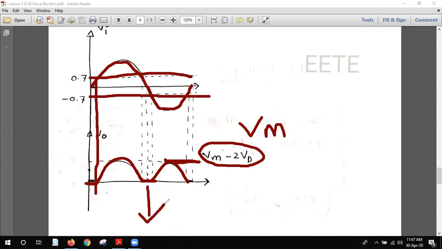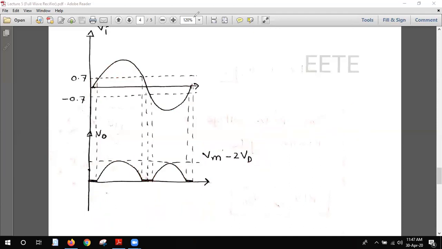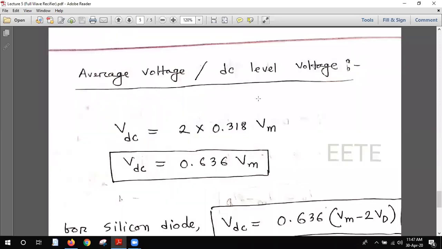So there will be some offset. We have seen in the half wave also, there will be some offset due to the silicon voltage, at both the starting and ending points. And the peak voltage will also not remain Vm, it will be Vm minus 2Vd. So that is the change. The main change is the peak voltage Vm minus 2Vd.